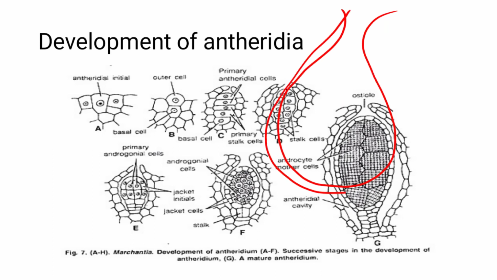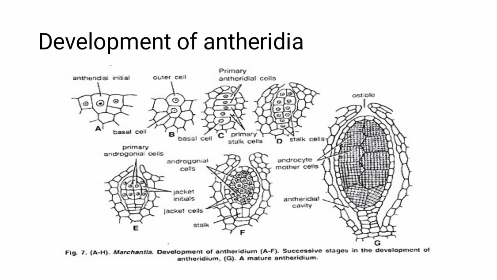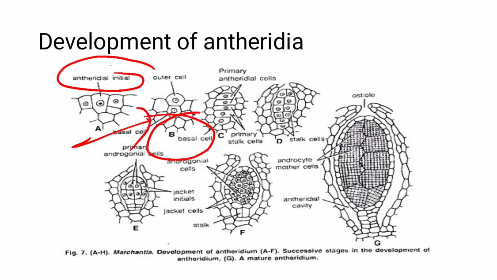When you take the epidermis, which is sunken deeply inside, one of the superficial cells of the epidermal layer develops into a specialized cell called the antheridial initial cell. The antheridial initial cell will be surrounded by other cells also, but this cell will be different from the other cells in its size, structure, etc. This antheridial cell first undergoes a horizontal division, where one cell divides into two. The lower cell is called the basal cell and the upper cell is called the outer cell.